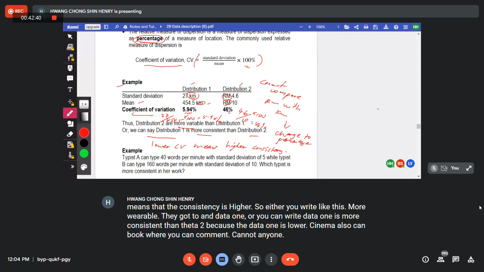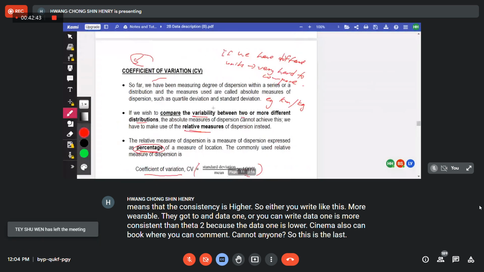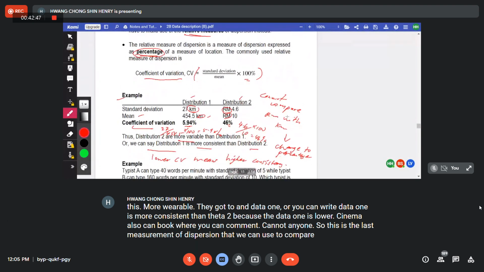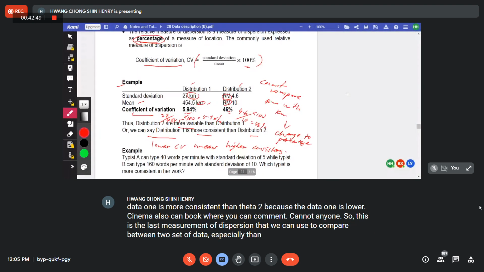So this is the last measurement of dispersion that we can use to compare between two sets of data, especially when they have different units.